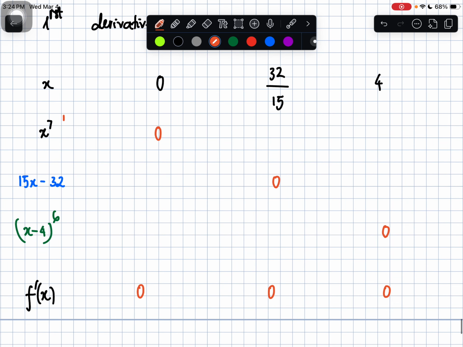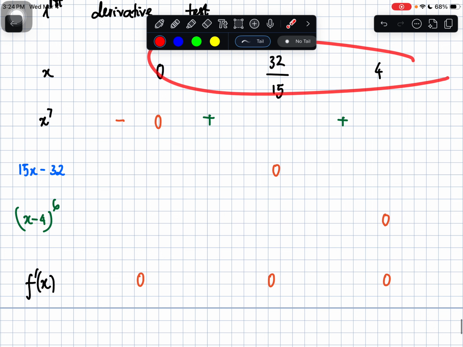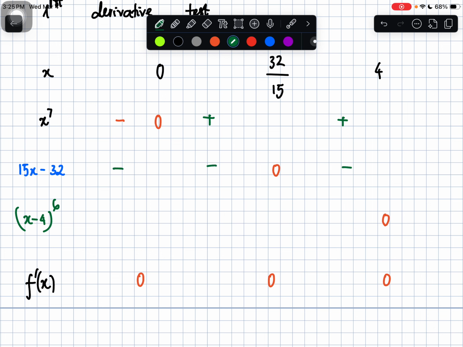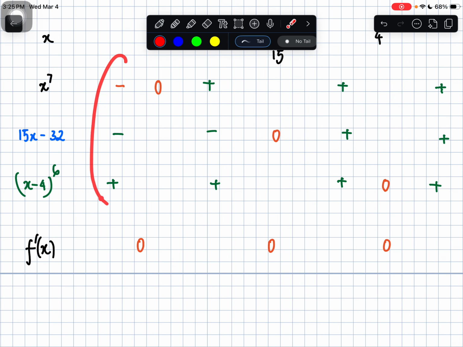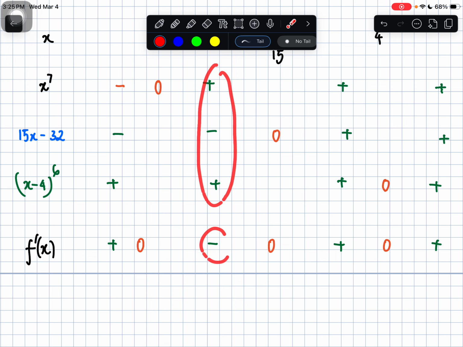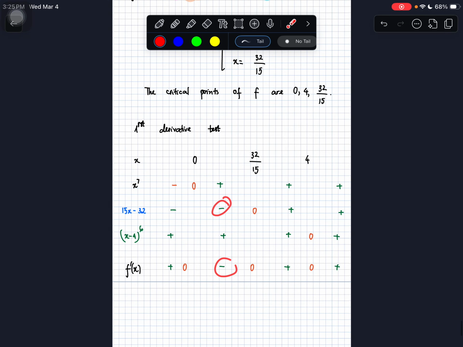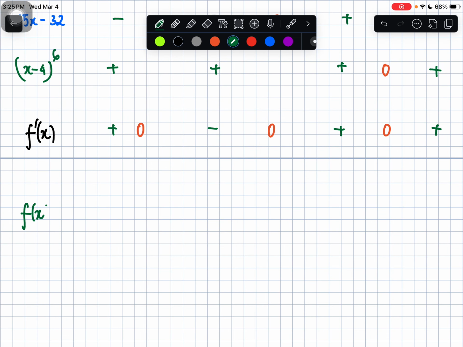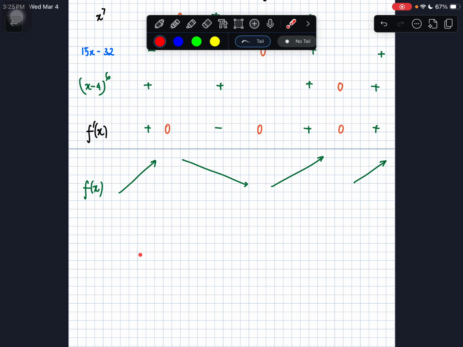Now x^7 is going to be negative before 0, positive after this. For the second one, negative, negative, positive, and so positive here. The power 6 is only non-negative. So f prime is positive, negative, positive, positive. You multiply on this side, negative here, so give negative. So f of x is increasing on this interval, decreasing, increasing, increasing. This tells us that at this point the function has a local max.